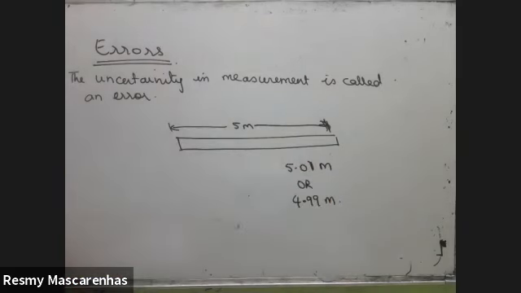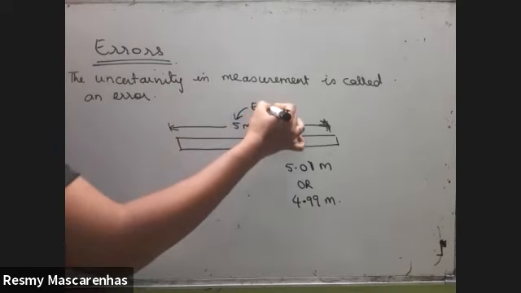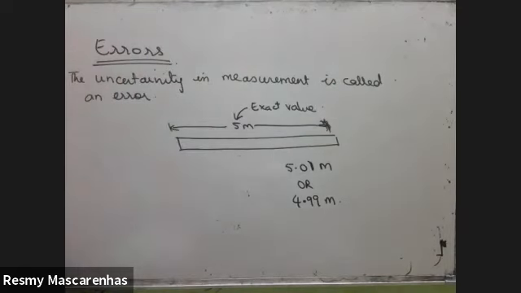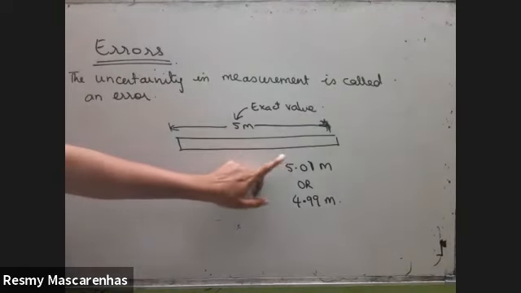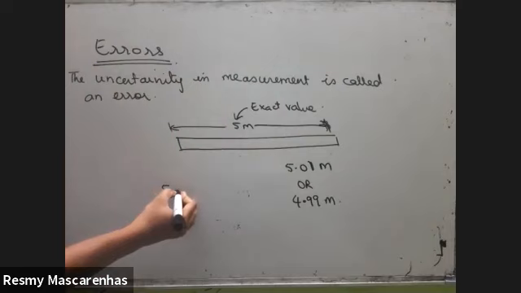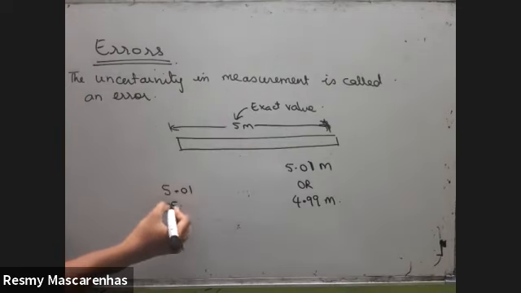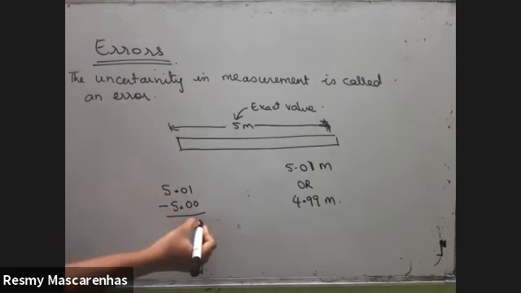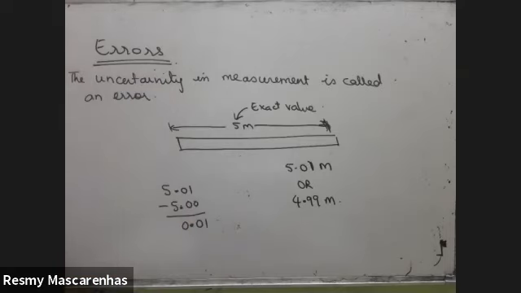I'm just giving this as an example, not that you will get this only. You could get 5.02 also. So this 5 is called the exact value which you had asked for. Now if you see your number, your exact value has changed. So by how much? You can see the difference: 5.01 minus 5 is 0.01. So how much is your error? 0.01.